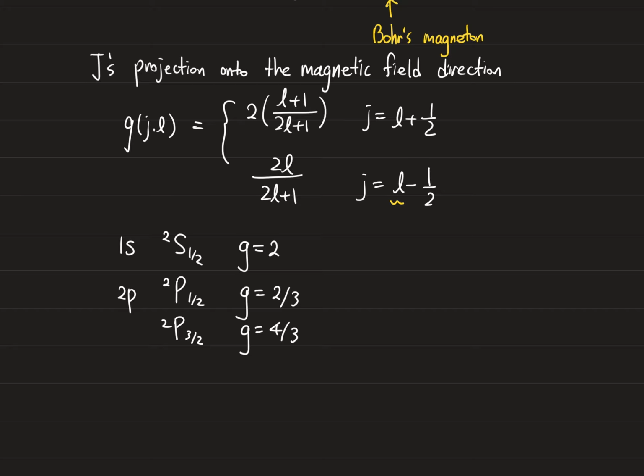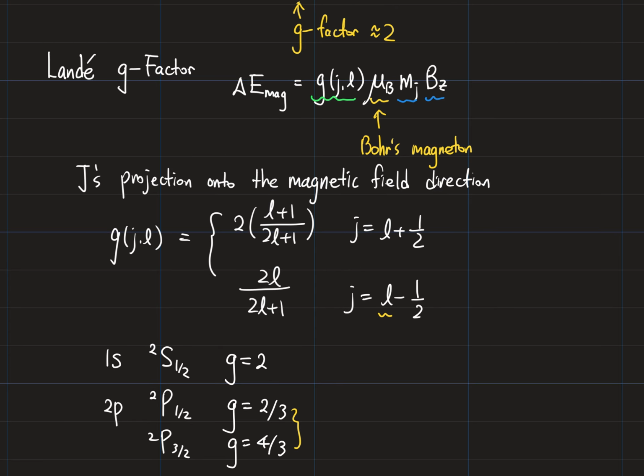So because these g values are different for the upper and the lower states, the energy levels shift by different amounts, right? So we have two different J values, and according to this equation, the energy change due to the magnetic field is affected by the Landé g factor, right?